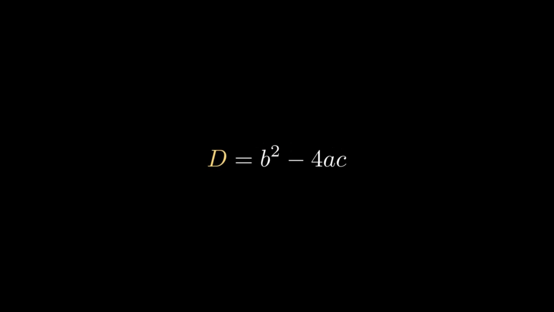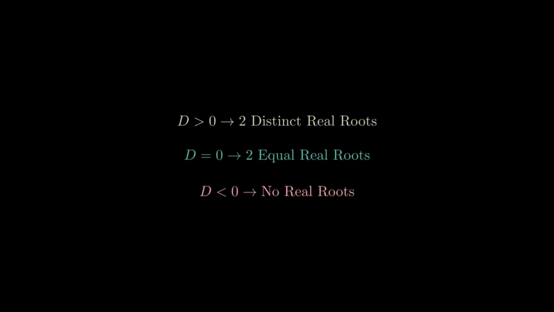Depending on what number we get for D, there are three rules. If D is greater than 0, we get two distinct real roots. If D is equal to 0, we get two equal roots. And if D is less than 0, we get no real roots at all. Let's look at three step-by-step examples to see how this works algebraically and graphically.